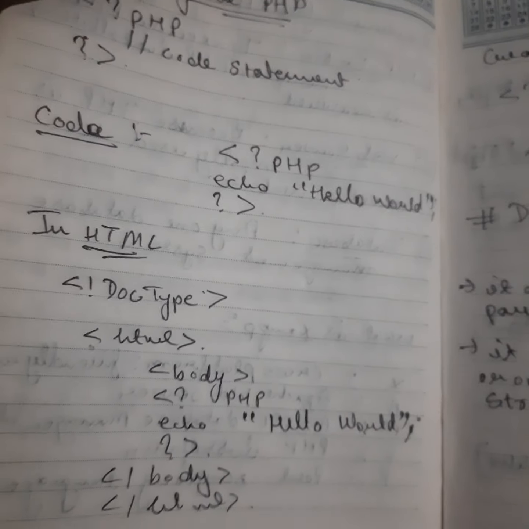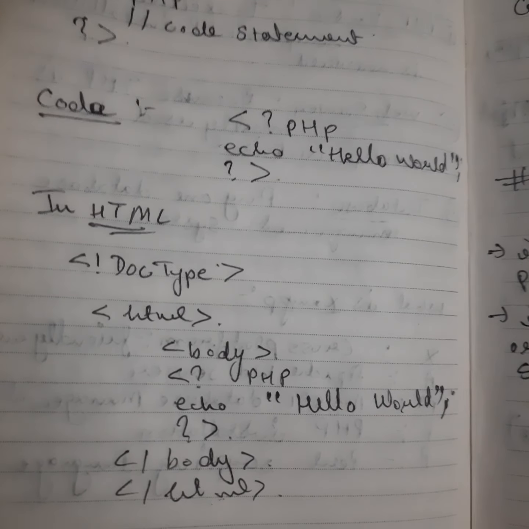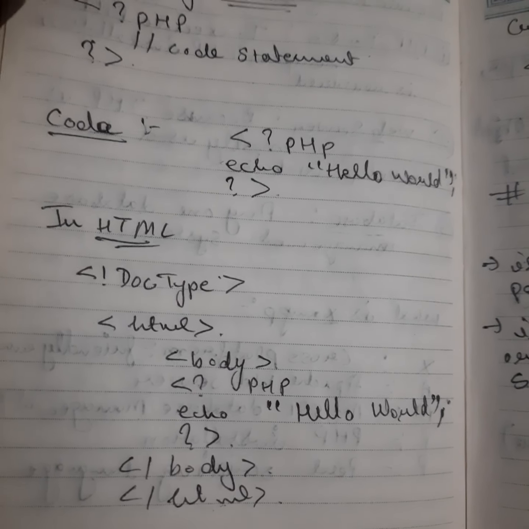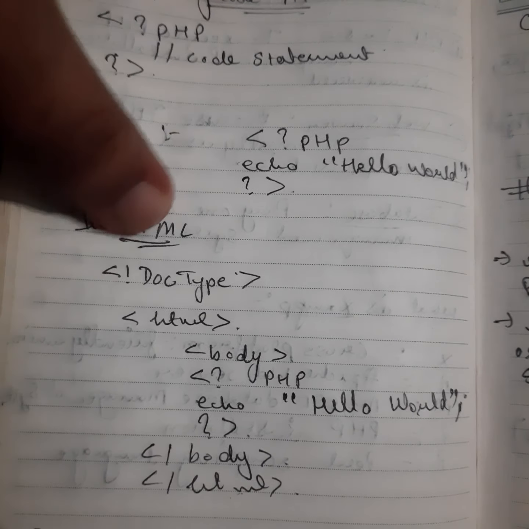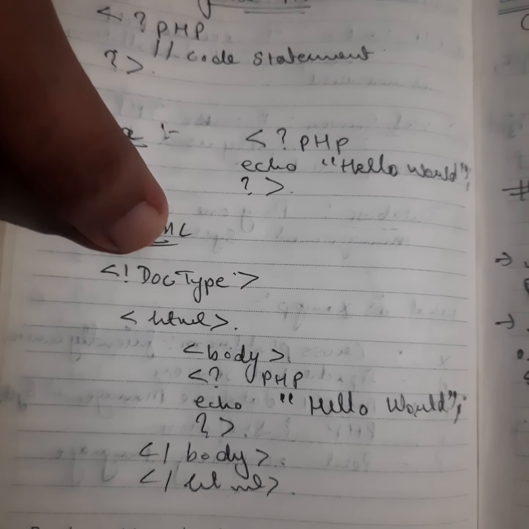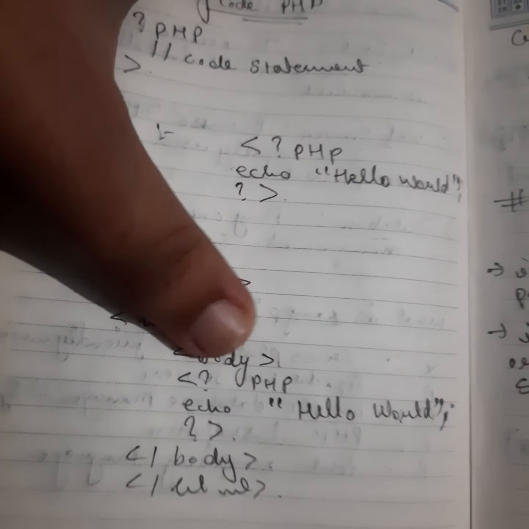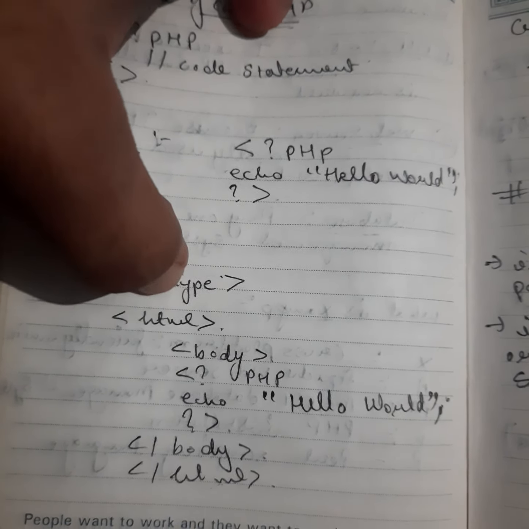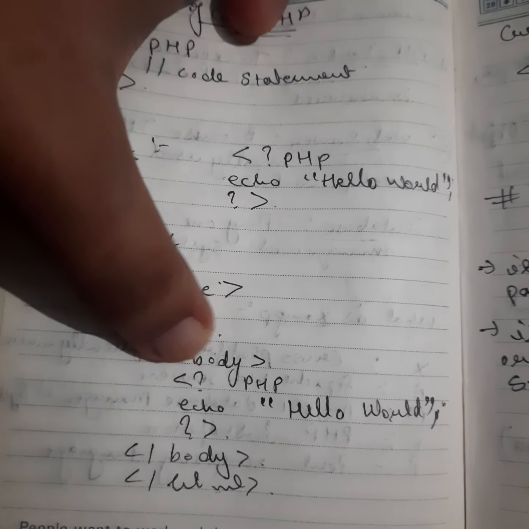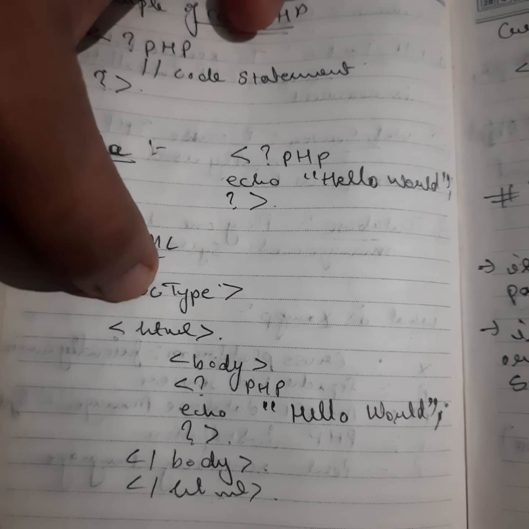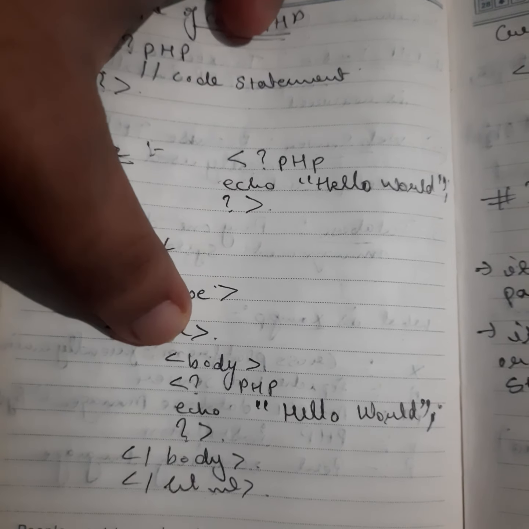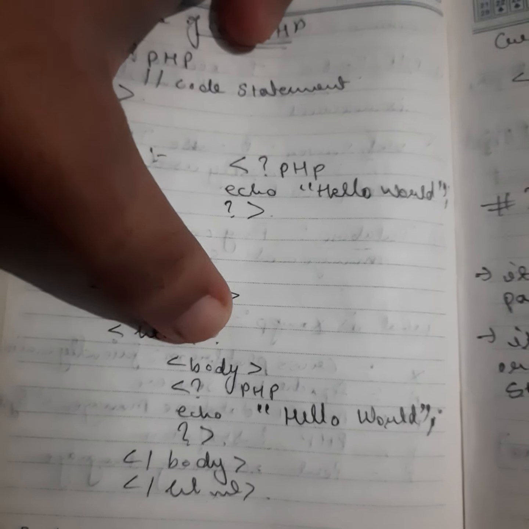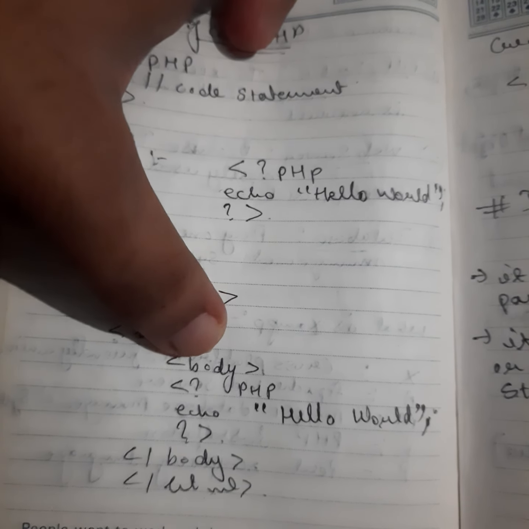As you've seen, we can use PHP code in HTML also. First you describe the doctype, then HTML, then body. You can place the PHP code anywhere. In this example I place the code in body. You can place that code in title also, or in head also.